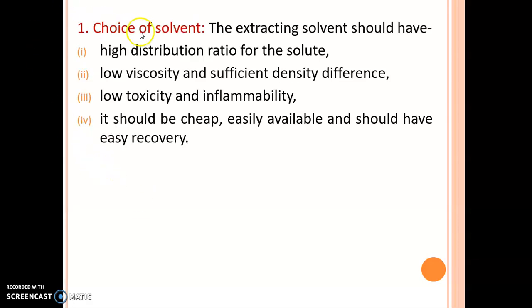The first one is choice of solvent. The extracting solvent should have the following characteristics. First, a high distribution ratio for the solute. It should have low viscosity and sufficient density difference. It should have low toxicity and inflammability. It should be cheap, easily available and should have easy recovery.